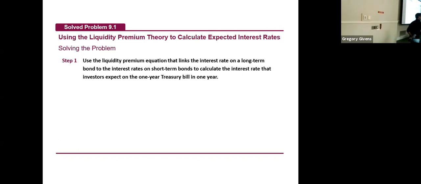Anybody get an answer for this one yet? Back row, yeah. Sorry? Yeah, just tell me what interest rate you got. Actually, before you calculated the 1-year rate that's expected 2 years from now, you've got to figure out what the 1-year rate is expected 1 year from now, right? What did you get for that intermediate step?